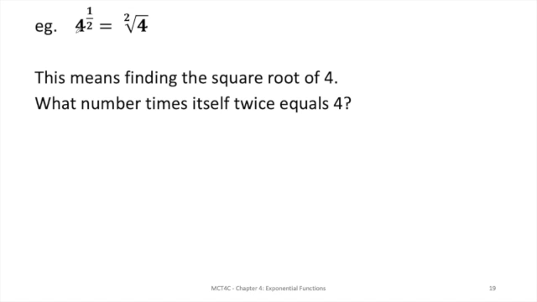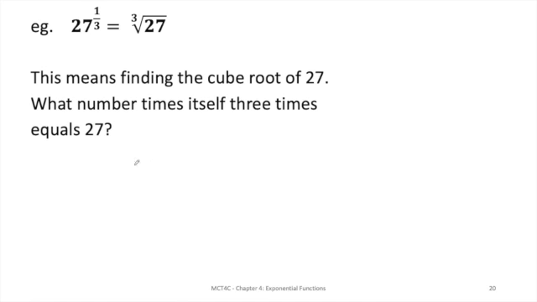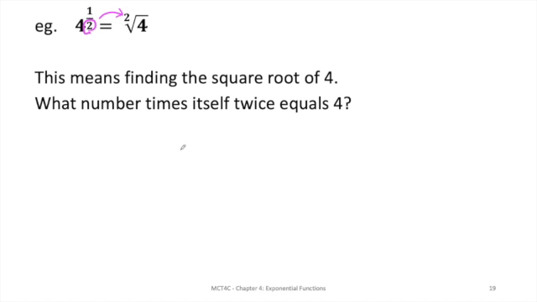So the 4 to the exponent half is like saying it's the second, so the denominator is what comes out front. So you're finding the second root of 4, which means finding the square root of 4. So you're finding out what number times itself twice equals 4. And then you need to solve that. So what you're doing is finding the second root of 4, or what number times itself twice equals 4. So your answer should be 2, because 2 times 2 equals 4.